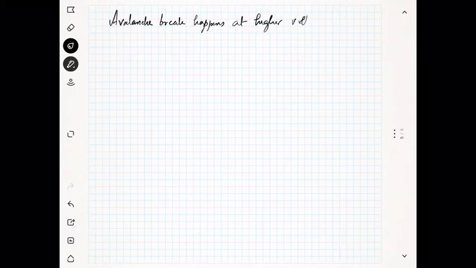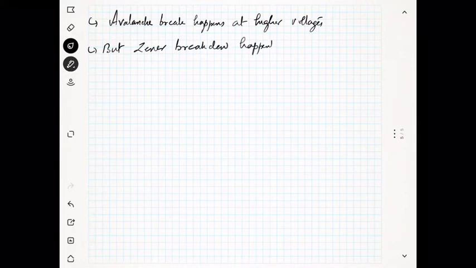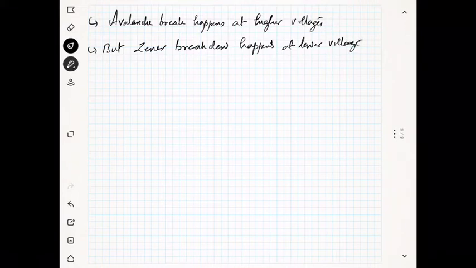Why is it so? Usually the avalanche breakdown happens at higher voltages, but the Zener breakdown happens at lower voltages. How is it possible? By increasing the doping concentration.